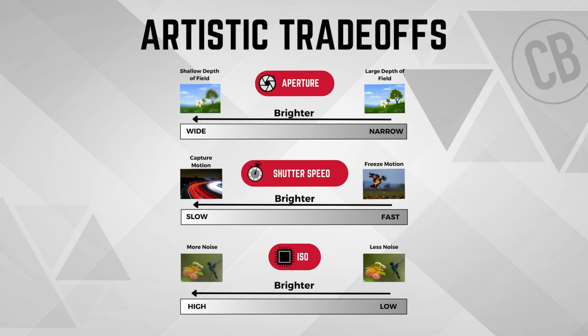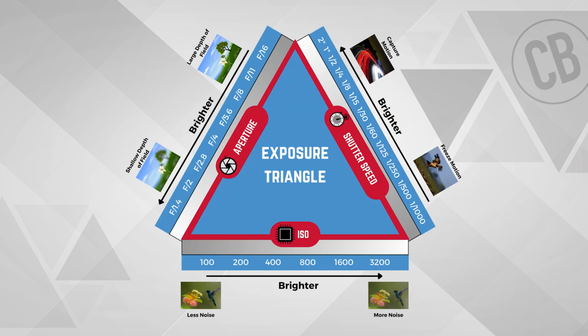So how do you know what settings to use? What I would suggest is to prioritize the artistic element that's important for your photo. If you're taking a portrait, focus on aperture so you can blur the background and change the rest of the settings to get the exposure you want.